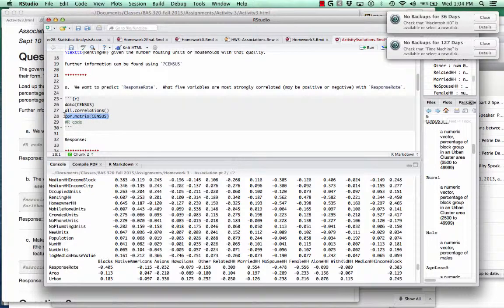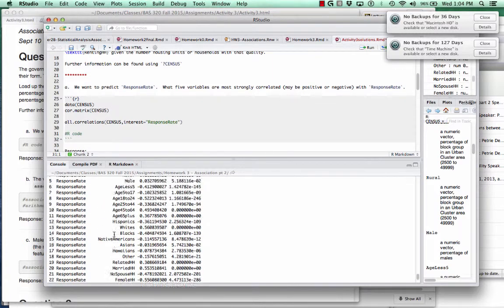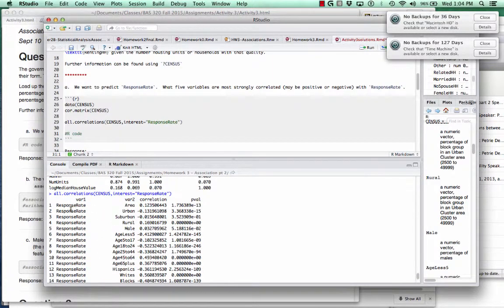So instead, what we're going to use is the command allCorrelations. In allCorrelations, I give it the name of the data frame that contains all my variables. And then I say, all right, in this case, I'm really only interested in what is correlated with response rate. So I'm going to add an argument, interest equals response rate. And if I run this, it'll print out a list of all the variables in the data set and their correlations with response rate.